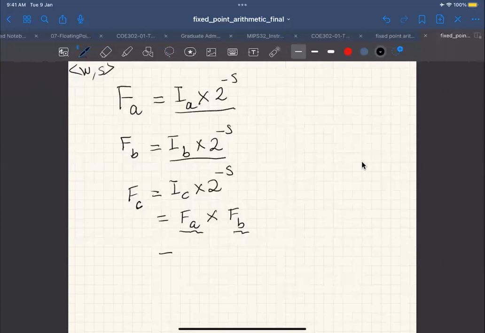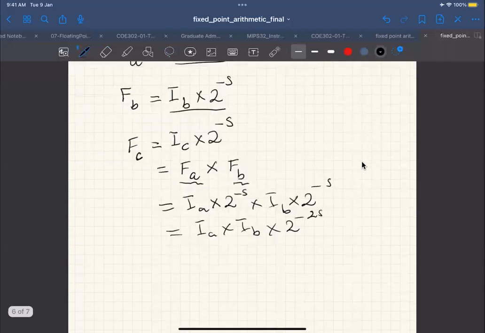So this equals IA. My whole exercise here is to derive IC. I want to find out what IC is. So first of all, let me just continue my pursuit here. So this is 2 to the negative s multiplied by IA. This is FB now, IB multiplied by 2 to the negative s. And this equals IA into IB into 2 to the negative 2s.